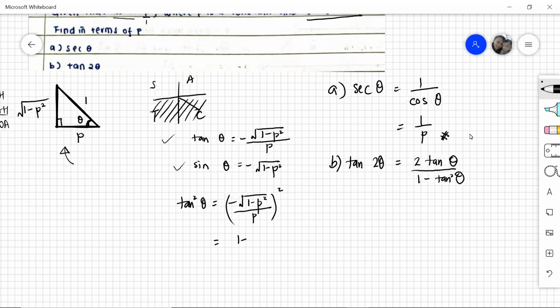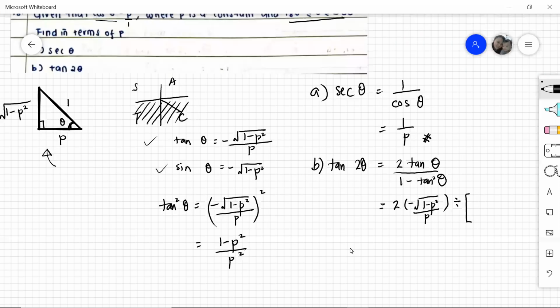Square root, it will be neutralized. So what we have behind is 1 minus p squared over, don't forget to square the denominator. So this will be our tangent squared theta. So just put it in here. So 2 tangent theta will be 2 times negative square root of 1 minus p squared over p. All right. And since we have fraction within fraction, I just write like this so that it looks much easier to simplify later.